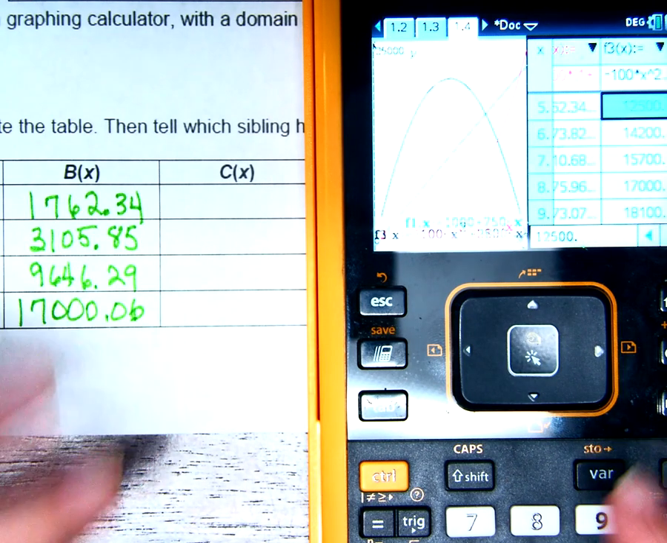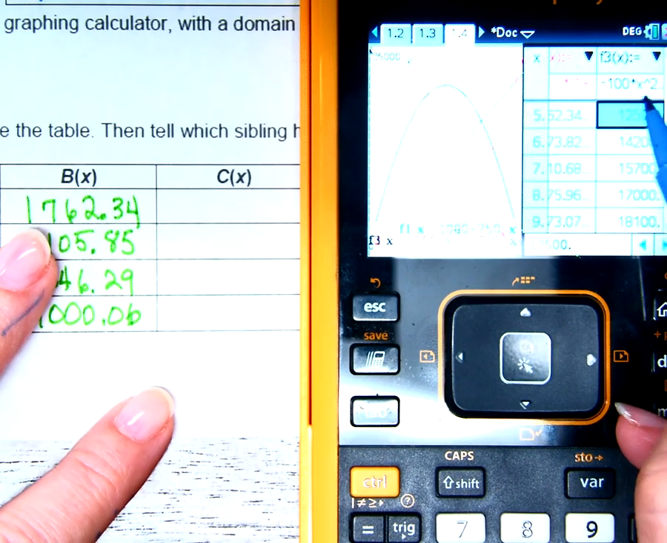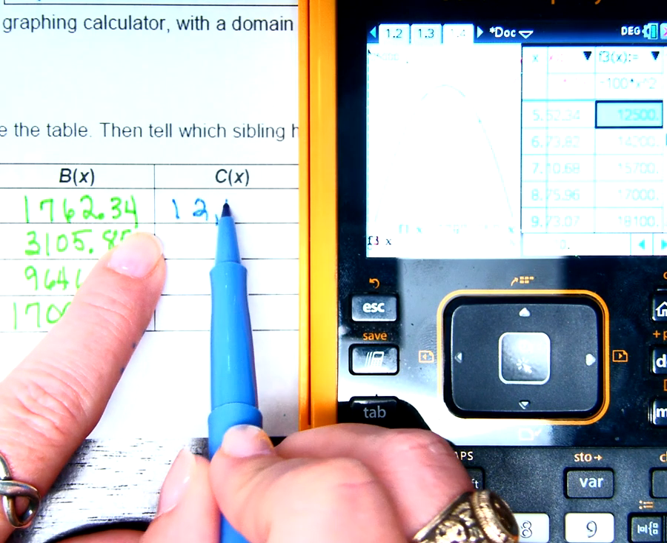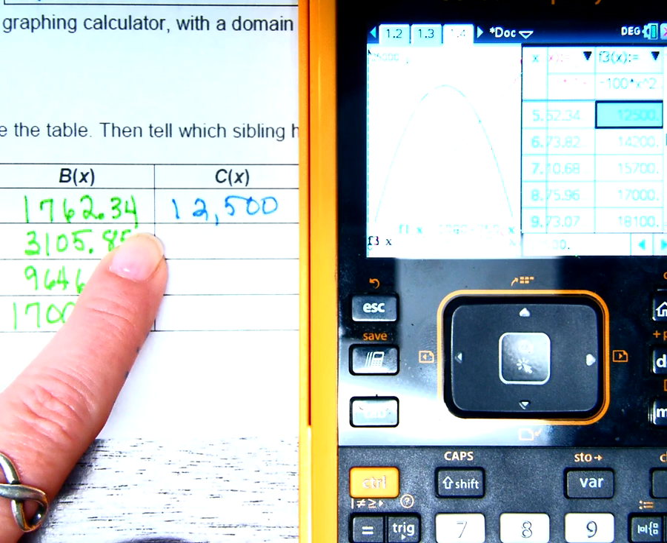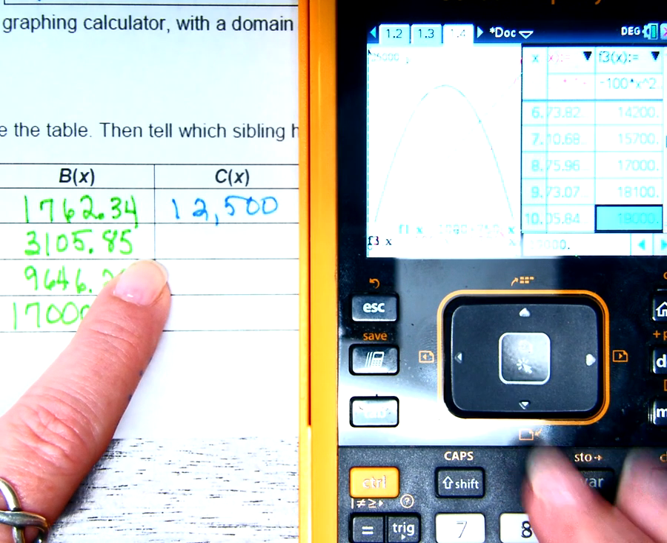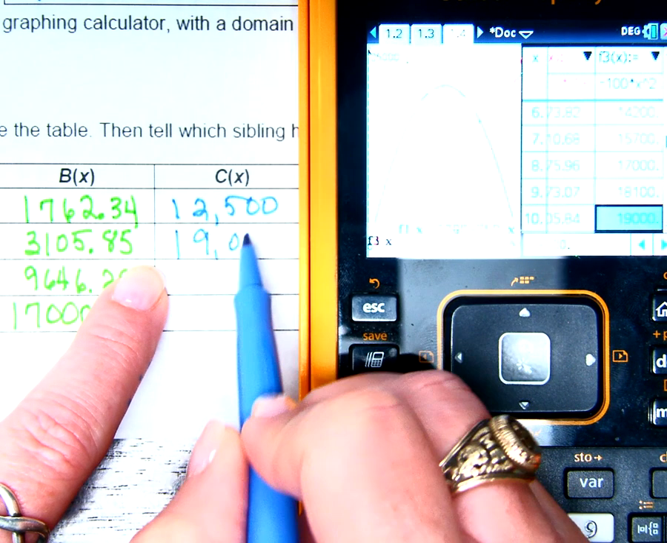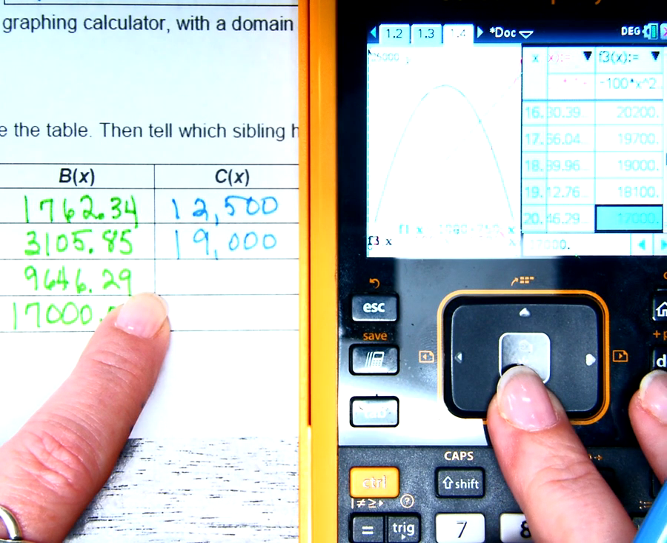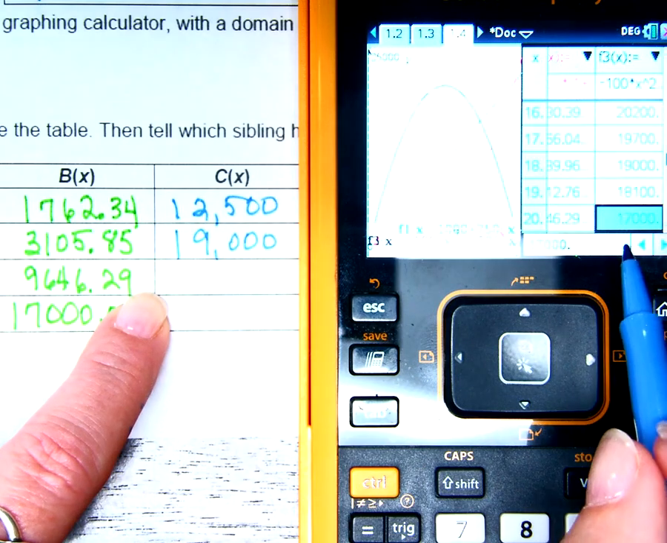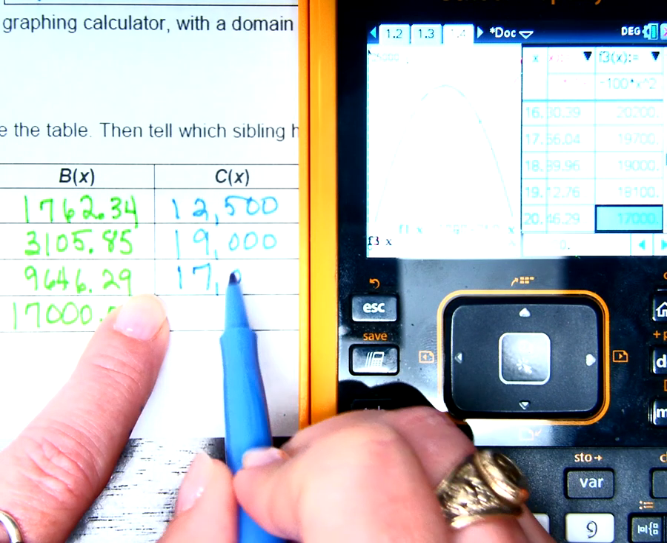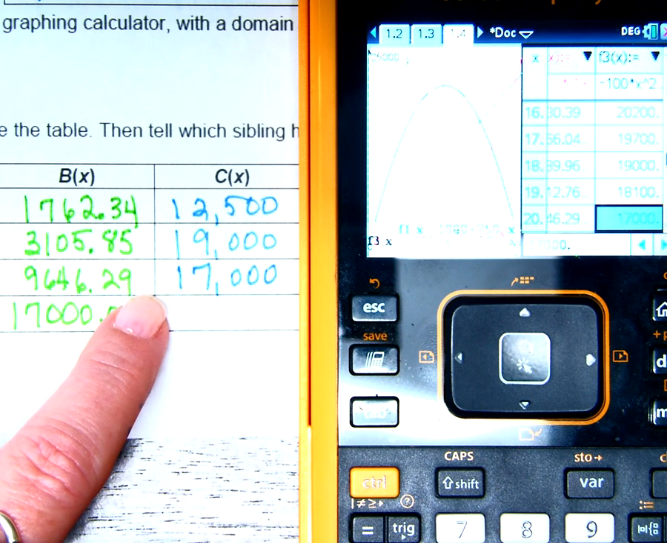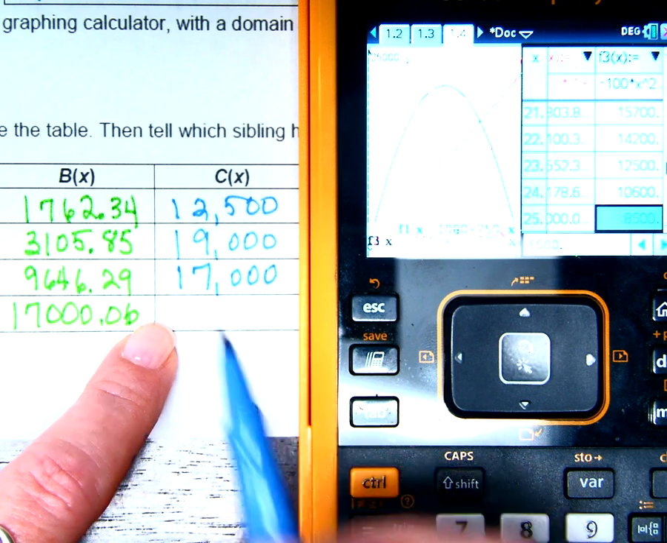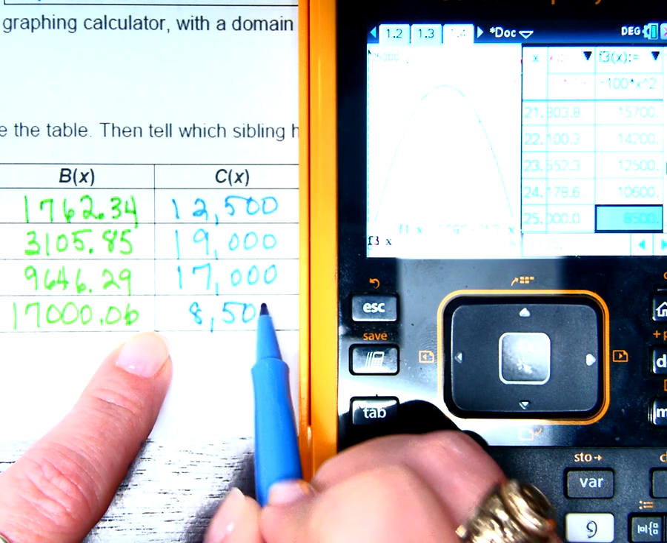Now Carl. I'm going to arrow over to the right to make sure I'm on the right equation here. After 5 years, Carl had $12,500 in fact. 10 years, oh geez Louise, $19,000. 20 years, oh that's weird. 17,000? Is that weird or no? Oh no, because it's a parabola, it's starting to come back down. And then 25, $8,500.